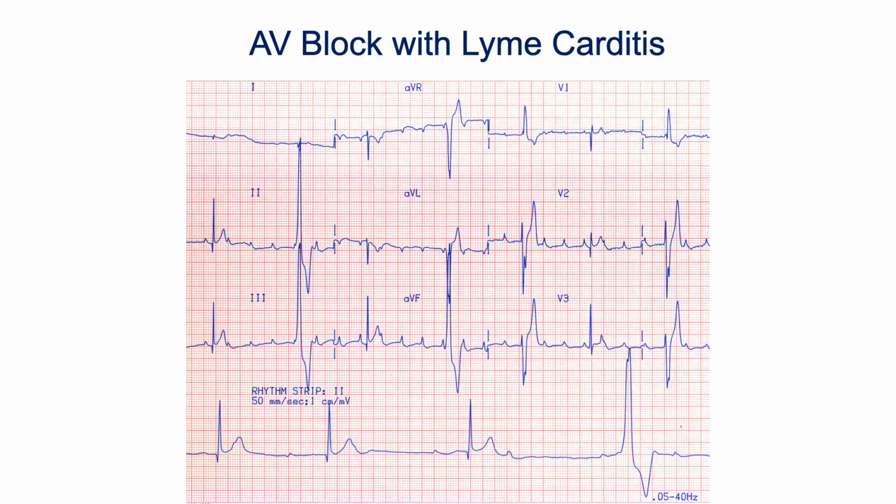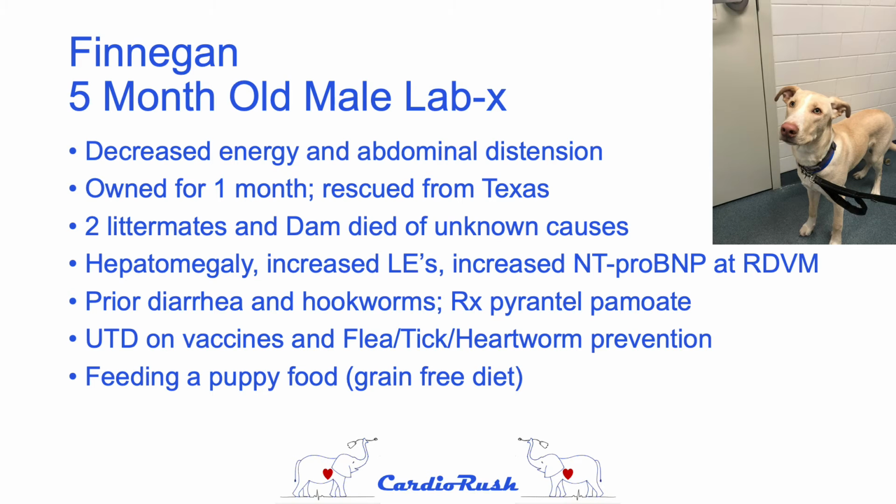We also see Borrelia create a problem with conduction through the atrioventricular node. The Lyme organism has a predilection to concentrate in the AV nodal tissue and can cause either a cardiomyopathy appearance or, more often, just a problem with advanced AV block, as is seen in this particular case. Let's talk about another case.